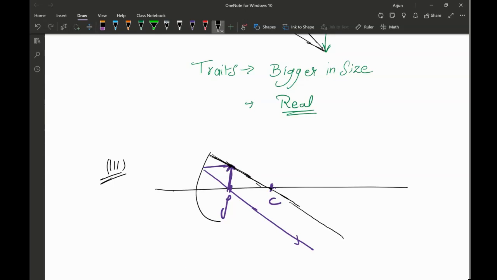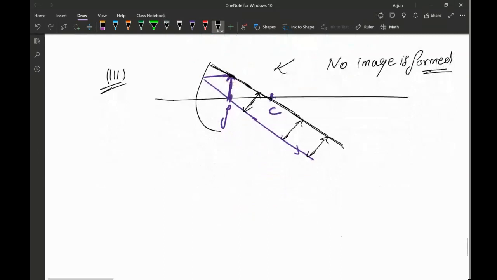Because I haven't drawn them up to scale, once you draw them up to scale, you will find these two rays will be parallel to each other. They will never intersect each other. So when the object is placed on the focal point, no image is formed. I'll encourage you to draw this by using the correct measurements, and you'll find that these two rays will never intersect each other when the object is placed on the focal point.